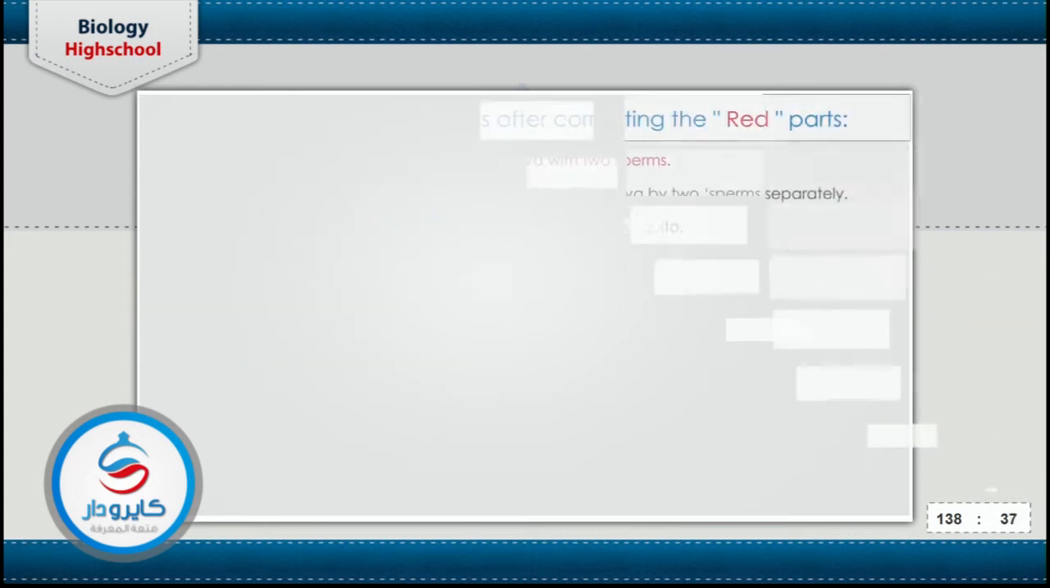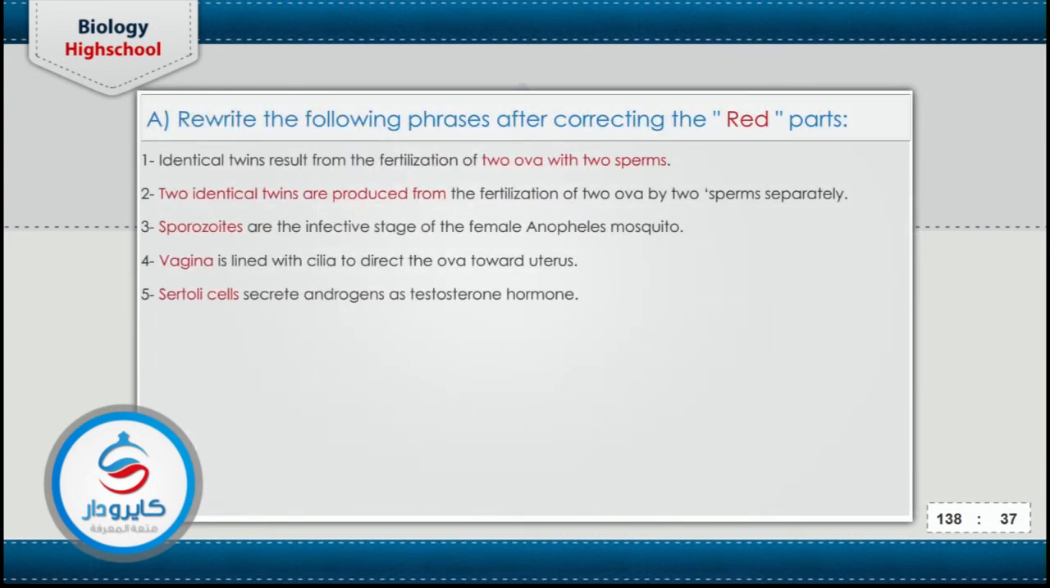The next question. The identical twins result from the fertilization of, as we said, one ovum with one sperm. The next. Also, two identical twins produced from the fertilization. So here, as we said, the identical twins are from one ovum with one sperm, but when it is two ova with two sperms, the answer here is fraternal twins, because they are two ova.